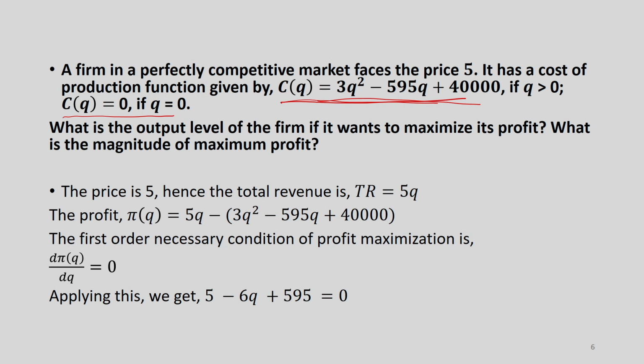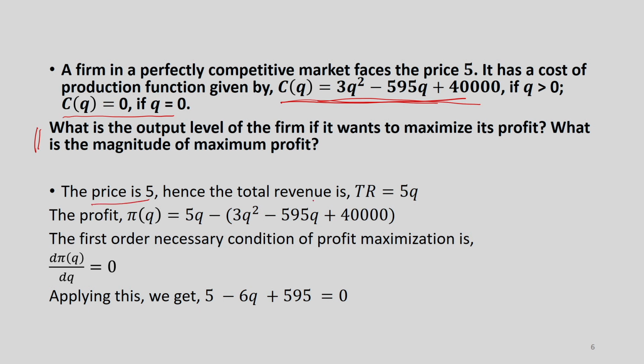Now, the question is this: what is the output level of the firm if it wants to maximize its profit? What is the magnitude of maximum profit? In that sense, the questions are like they were in the previous problem. However, the form of the cost function is very different in this problem. So, we adopt the strategy that we had adopted earlier.